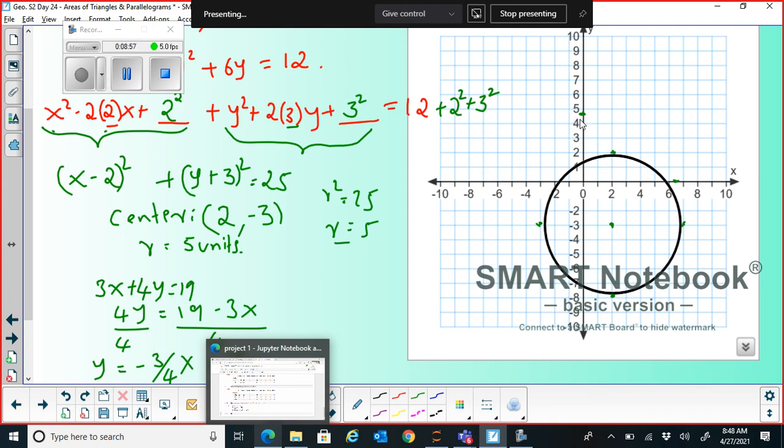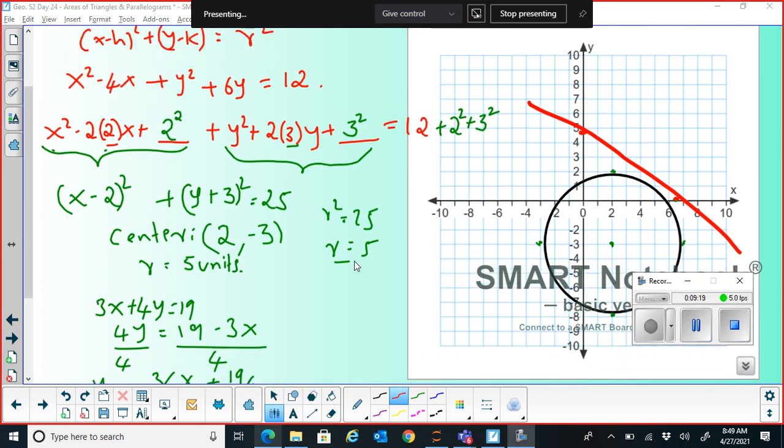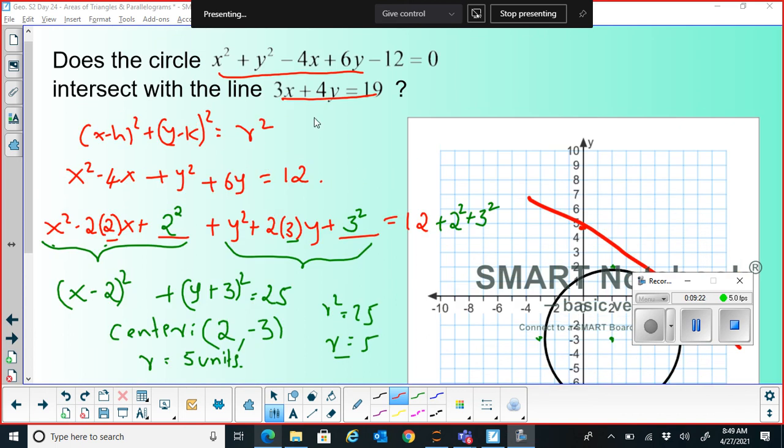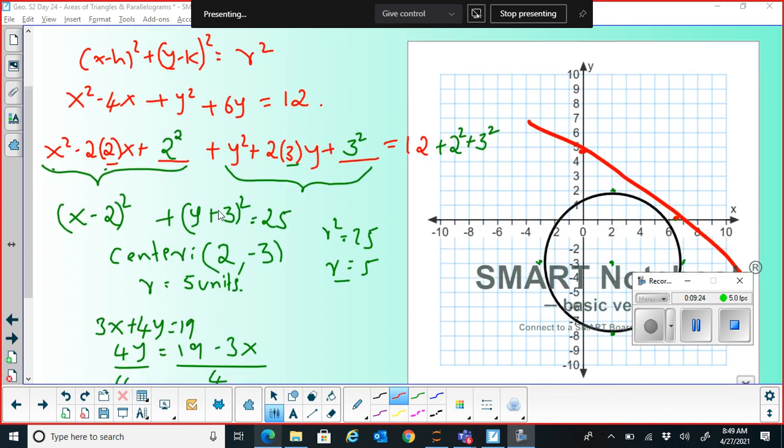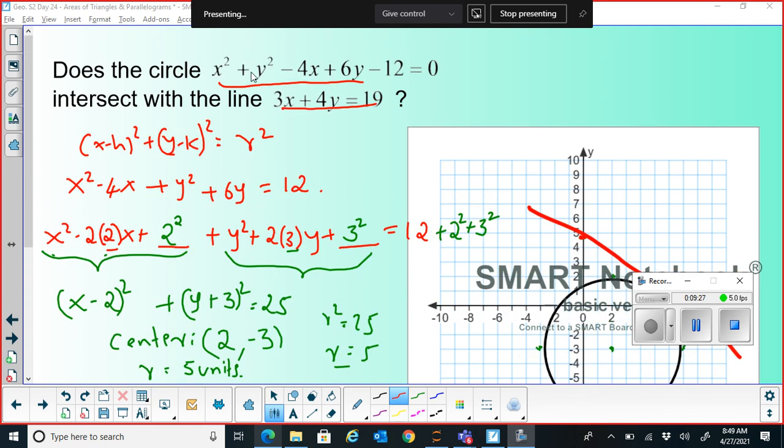You can see that if I join these 2 points, let me use a different color, if I join these 2 points which are in red, they won't touch the circle. So they both won't intersect. That's what you'll conclude using this particular equation. Do they intersect? No, they don't intersect. I hope you are clear on how to convert from general to standard form. This is general and this is the standard form.